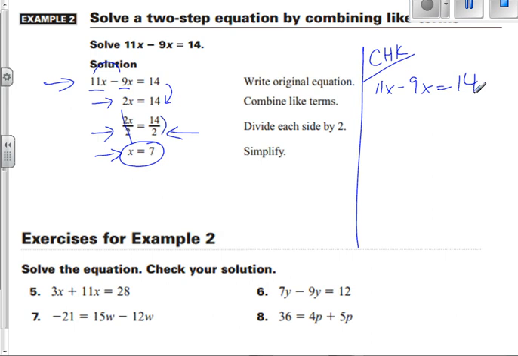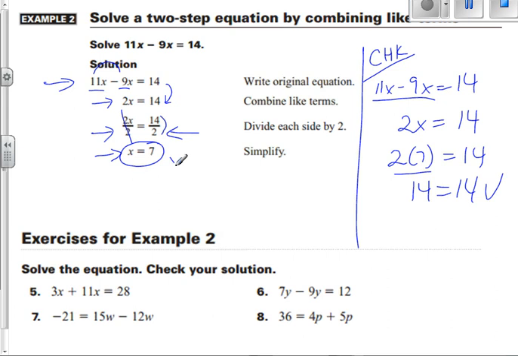So I'm going to go ahead and do this operation on the left here. This I know is 2x is equal to 14, and now I'm going to substitute. So 2 times 7 is 14. 14 is equal to 14. The solution works, therefore I know that my answer is correct for x.